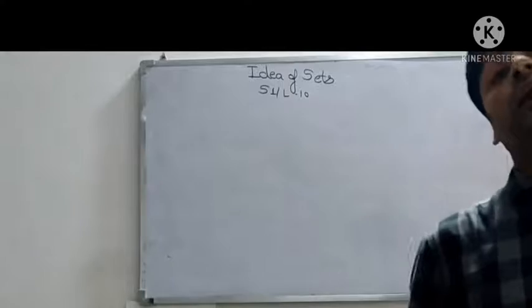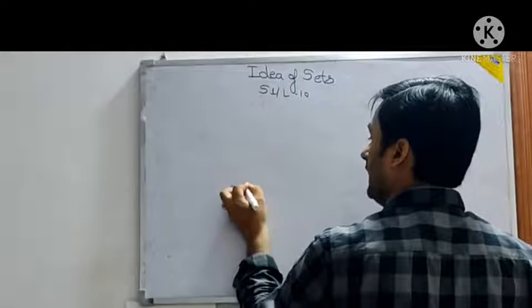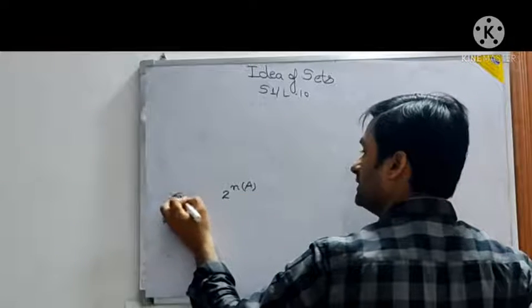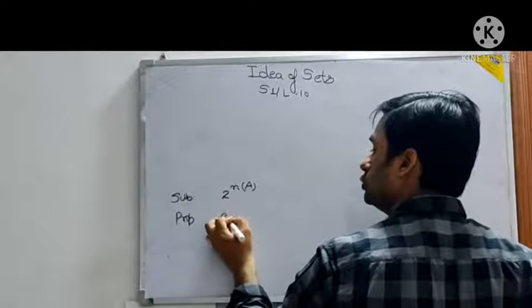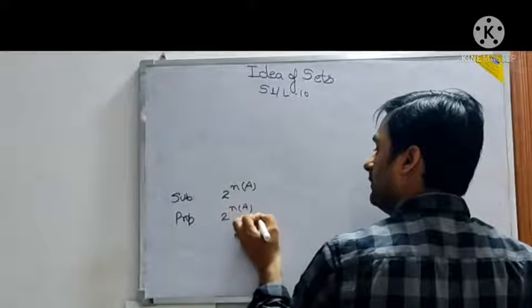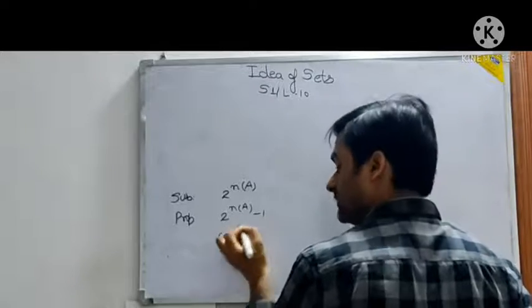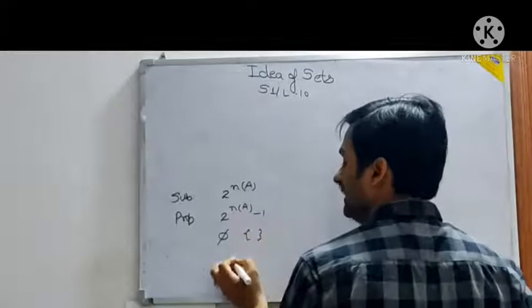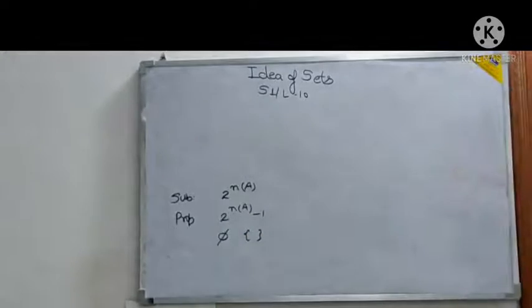And how many subsets are there? For a finite set A, the number of subsets is 2 to the power n(A). The number of proper subsets will be 2 to the power n(A) minus 1. Then the null set phi is a subset of every set. We can also write it as the blank set, and every set is a subset of itself. These are a few summary points of this particular topic.